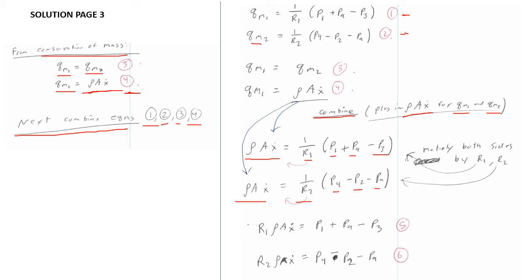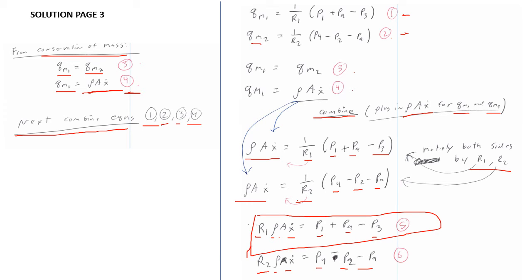So then what I can do is let's take these R1s and R2s, multiply them over to the other side there, so we end up with our equations down here that we have R1 rho AX dot is equal to P1 plus PA minus P3, get our P's all together on one side, and then when we do that for our equation 2, we end up with R2 rho AX dot is equal to P4 minus P2 minus PA. To get these new equations, equation number 5 and equation number 6 right here.